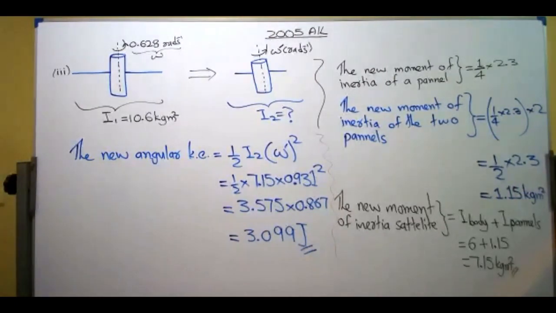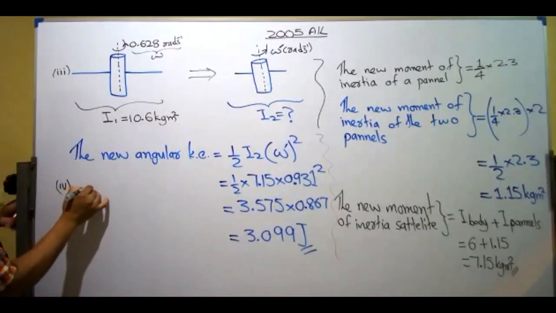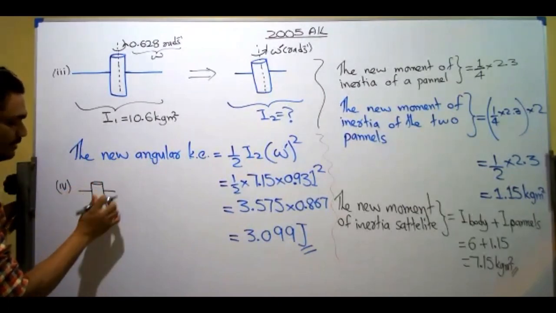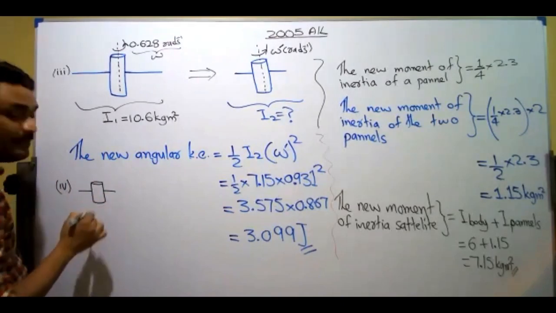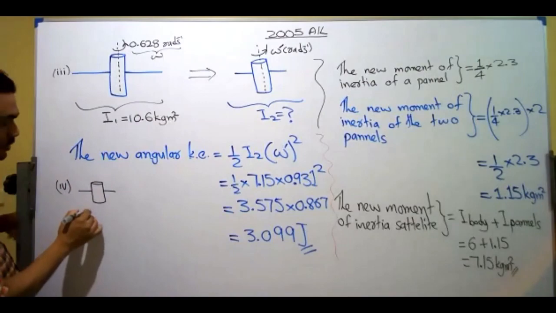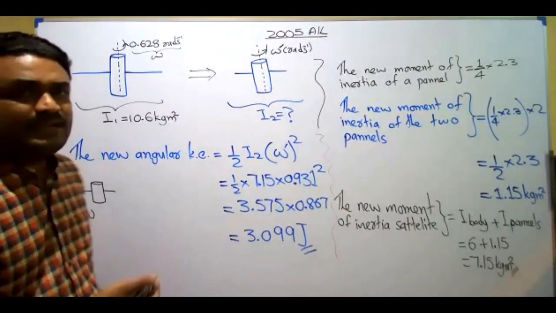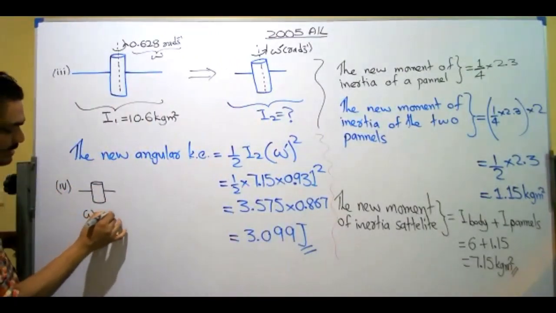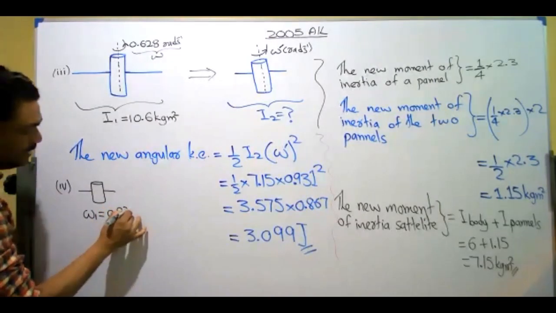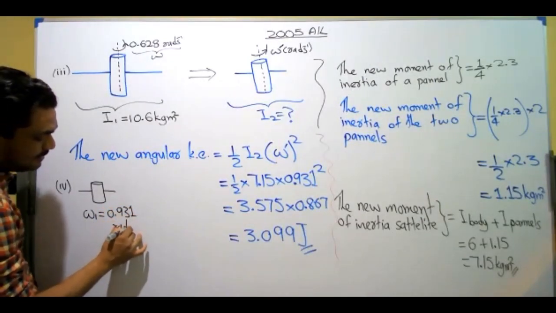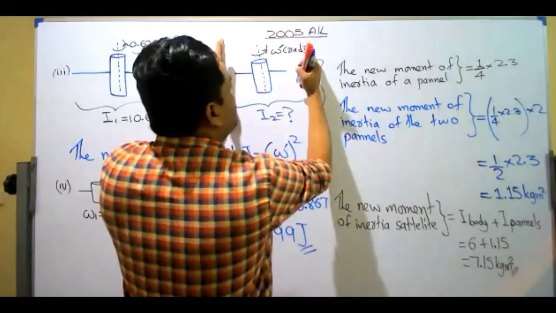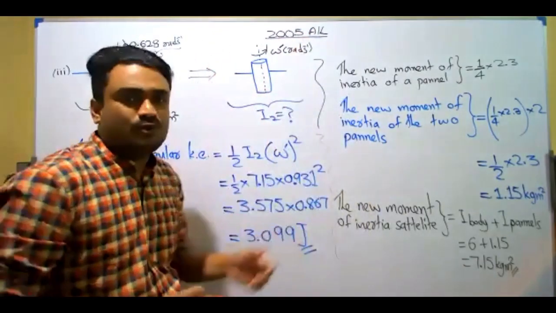Now, the new thing, Roman number 4. The satellite is there. Its solar panels are now folded. The new angular velocity, omega, you can use any letter, omega 1, omega 2, anything. So omega 1 is 0.931 radian per second. This is the new angular velocity. Now we are talking from this situation, so it is omega 1.